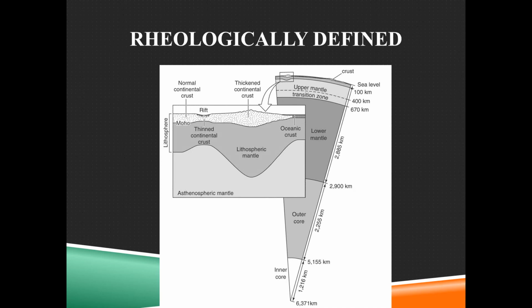On the other hand, rheologically defined. So this is not about seismic velocity. This is about how the material behaves. Because you remember, rheology is the ability of a material to flow. So we have a crust. We're all familiar with a crust. We have the upper mantle and the lower mantle. We still see a transition zone. This is, in this case, transitioning material. Just so happens that the seismic transition zone is in the same place. It's transitioning because the material is changing, which we see here. We have the lower mantle, the outer core, and the inner core.